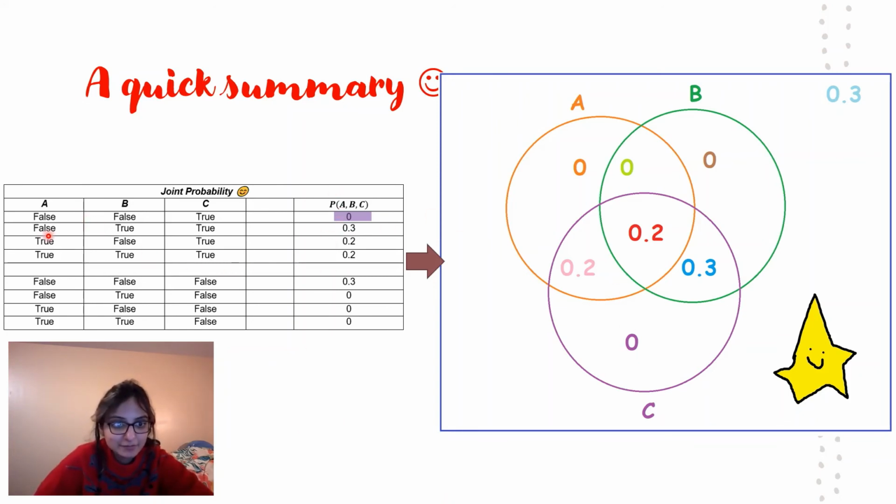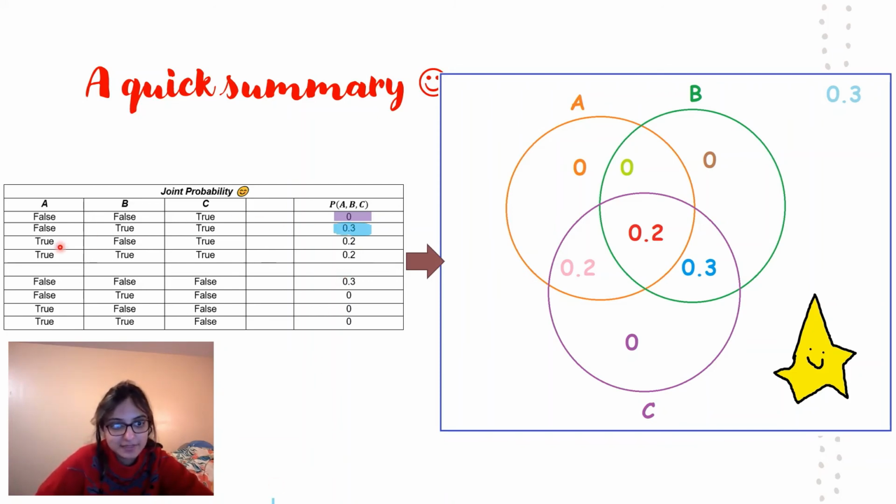And then, if A is false, B is true, and C is true, this is just the intersection of B and C only. Sorry, that is this point 3 that is given by the intersection of B and C here. But there's no A that's allowed because A is false. So we only look at this part here, this point 3. That's what this is representing.